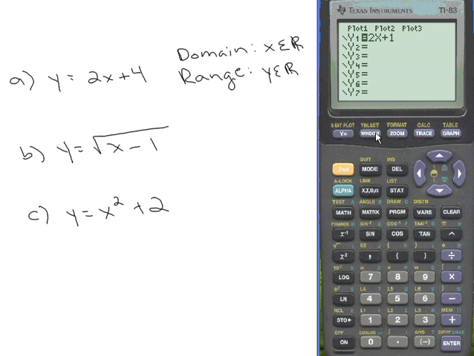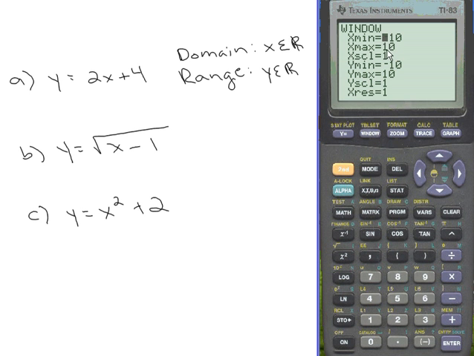Next one, B. We'll go back to a standard window and enter in our y equals square root of x minus 1. And then graph that. And here's our function. So we can see that it's only in this positive quadrant of our graph. So we know that there's going to be some kind of restriction on the x and y, that they can't be negative. So again, we can expand that window.